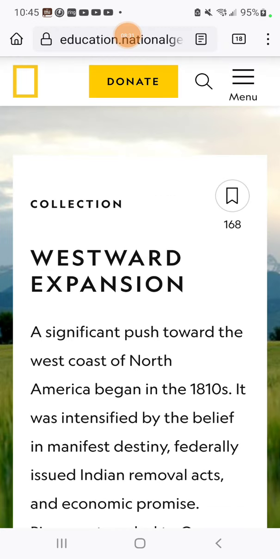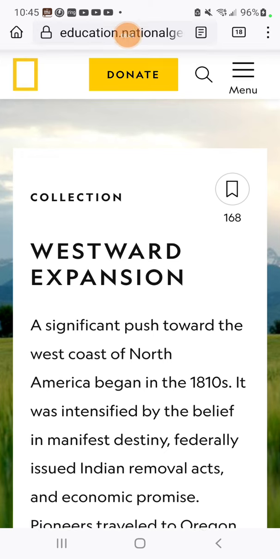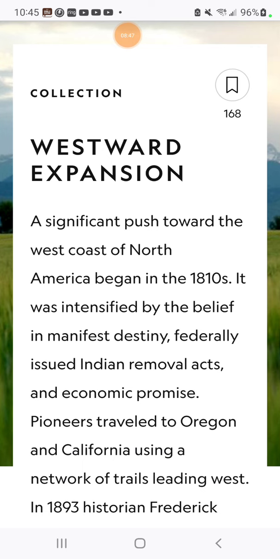And this is from National Geographic, I believe it is. And again, some of the things that National Geographic puts out there, you know how to navigate through the bullshit that they put up. Because sometimes all these channels, they just put up a lot of bullshit. But all that being said, westward expansion. It says, a significant push toward the west coast of North America began in the 1810s. It was intensified by the belief of manifest destiny. Now we're going to look that word up too.